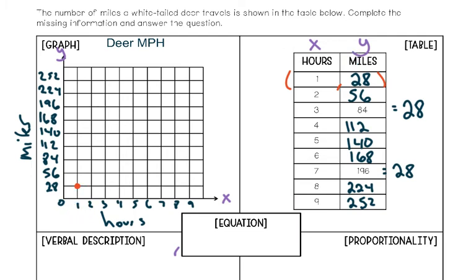You can label your points. I'm going to go ahead and move on to the next one just to give you an example, and then I'm going to let you do the rest by yourself. So go over 2, go up 56. So over 2, up 56, and I plot a point.